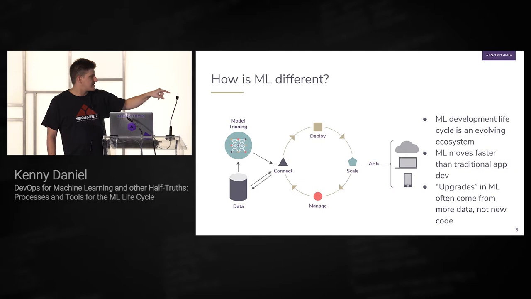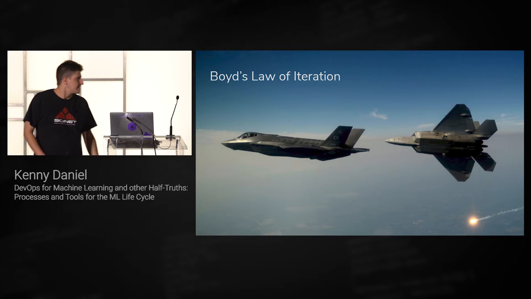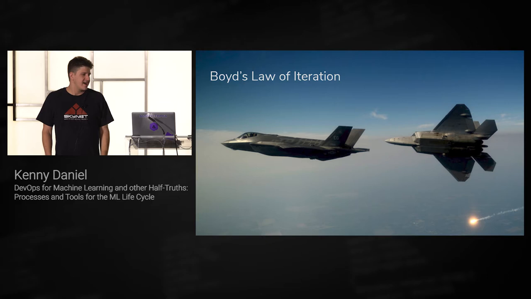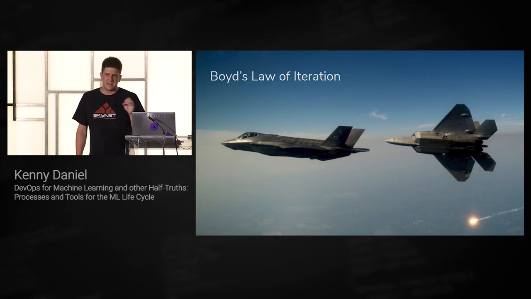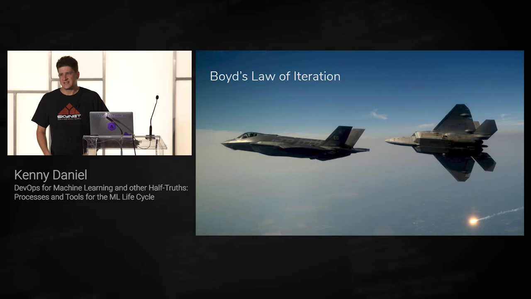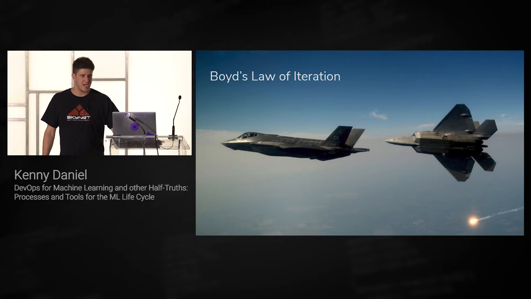So mostly an excuse to put a cool picture up, but actually even going back to the 1950s, people recognized that there was General Boyd, who was studying dogfighting, fighter jets, and he recognized that the speed of iteration is more important than the quality of iteration. This sounds pretty obvious to a lot of people in this room. It underpins a lot of software development, agile, testing and failing early and often.